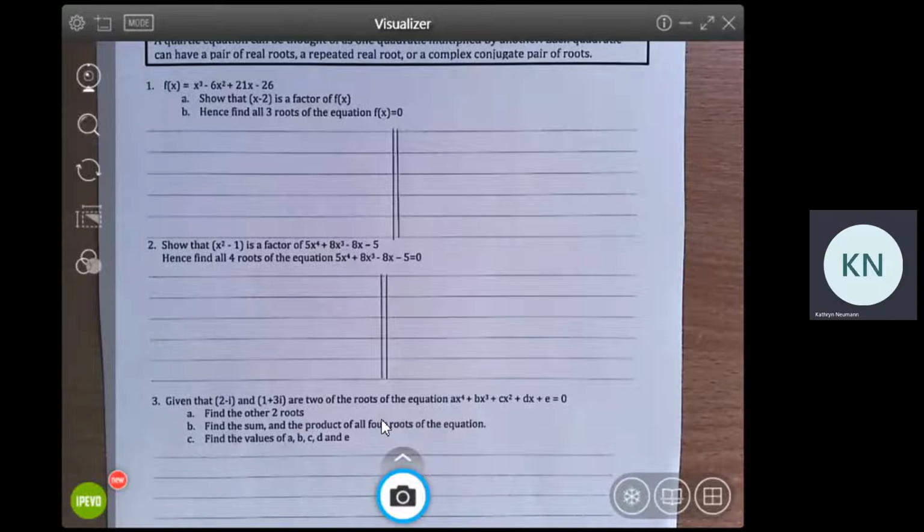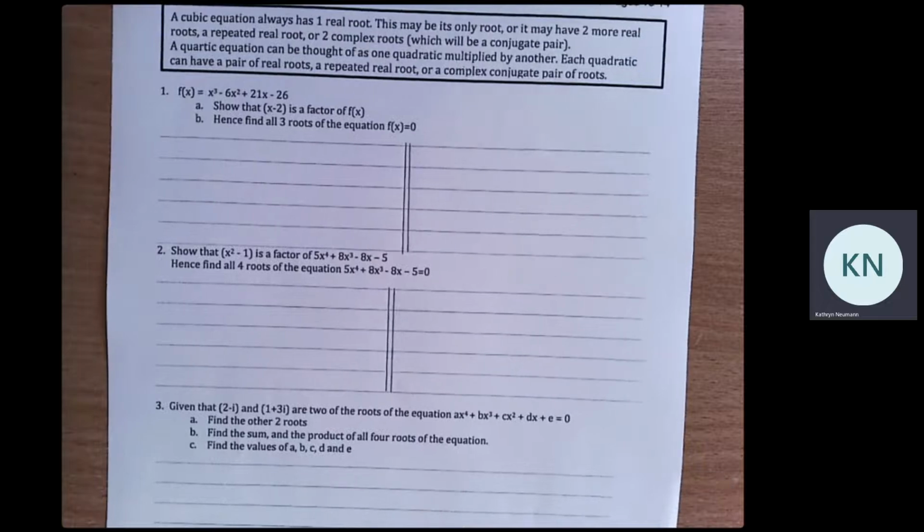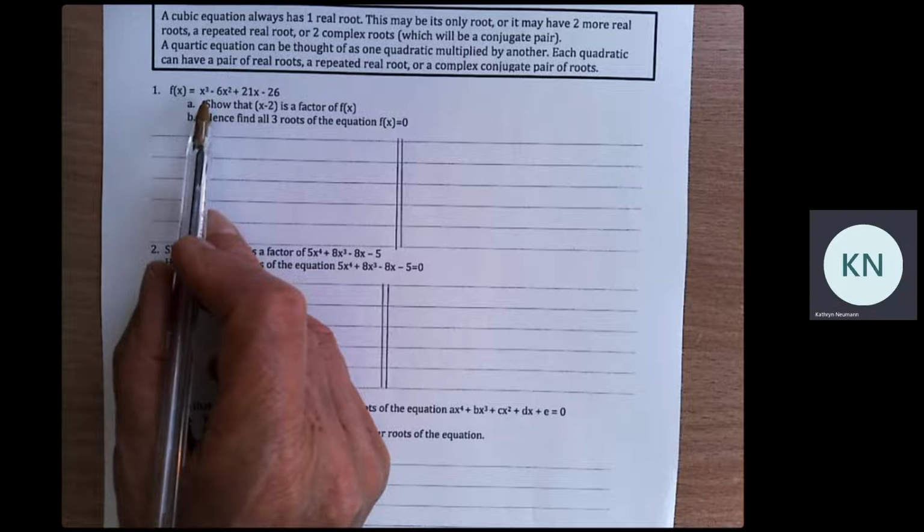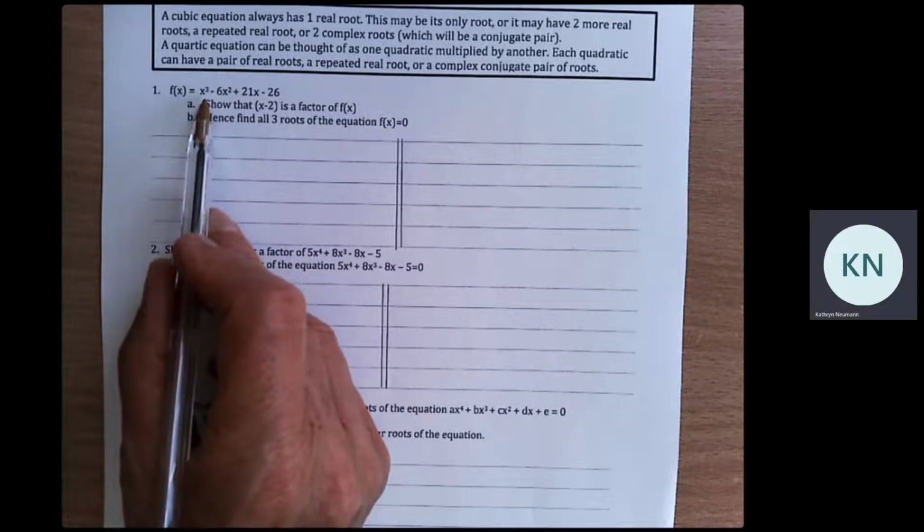Hello and welcome to this further maths video on solving cubics and quartics. So let's have a look at the first question. We are asked to essentially solve this cubic equation here.